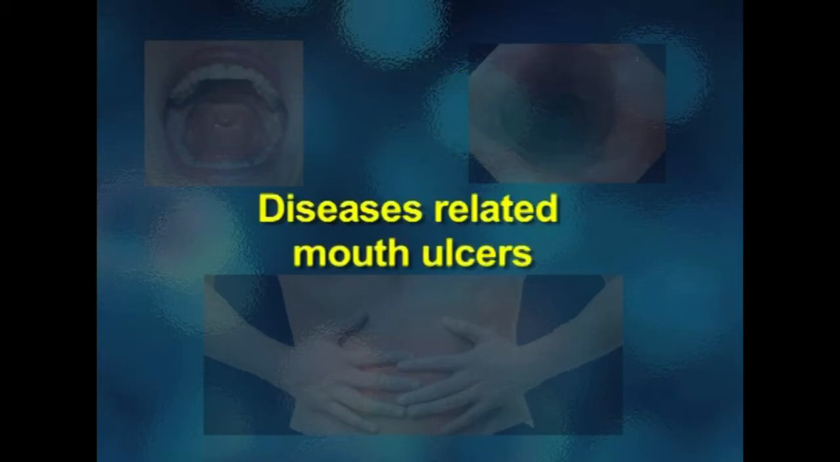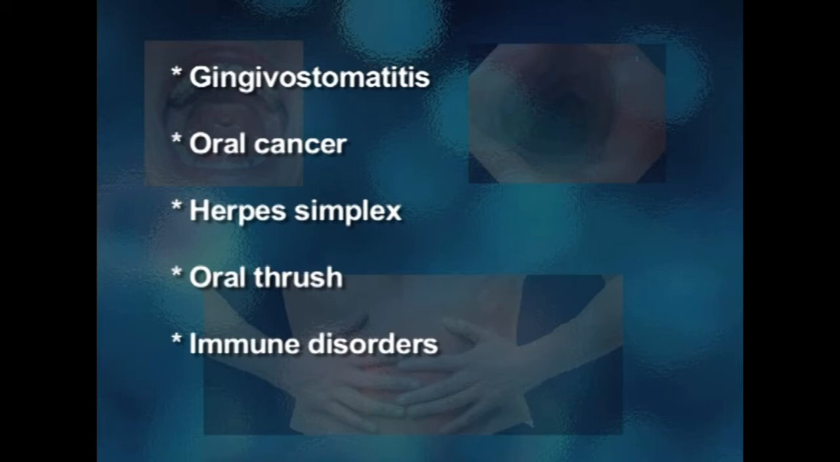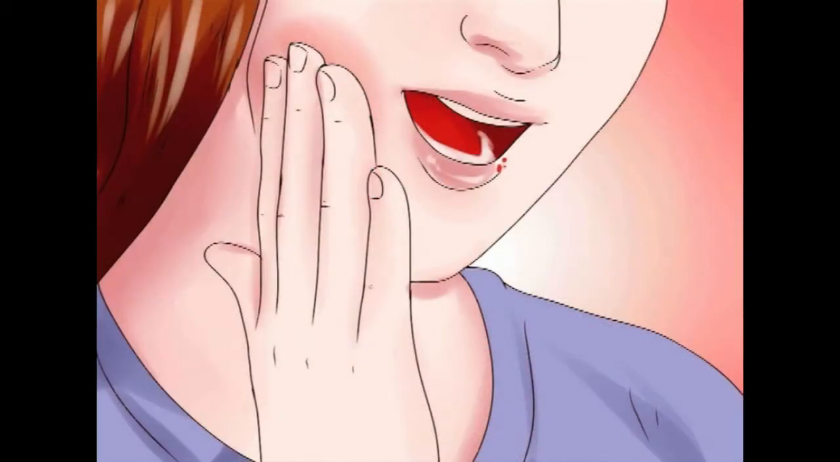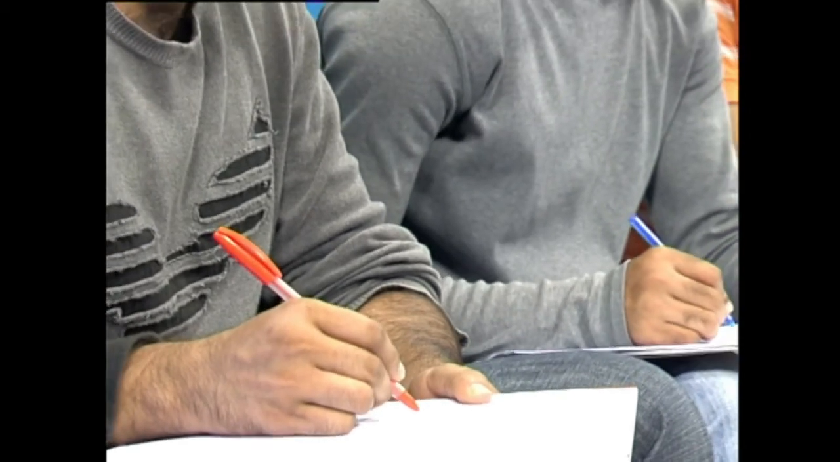Diseases related to mouth ulcers. There are some serious causes of mouth ulcers. They can be symptoms of herpes infection, sex related infection, canker sores, inflammatory bowel disease, leukoplakia, gingivostomatitis, oral cancer, herpes simplex, oral thrush and immune disorders. If mouth ulcers are a symptom of a disease, they are usually accompanied by other symptoms in the body, but not always. Mouth ulcers last between 1 to 2 weeks. If mouth ulcers do not heal, it could be a sign of disease that needs medical attention.